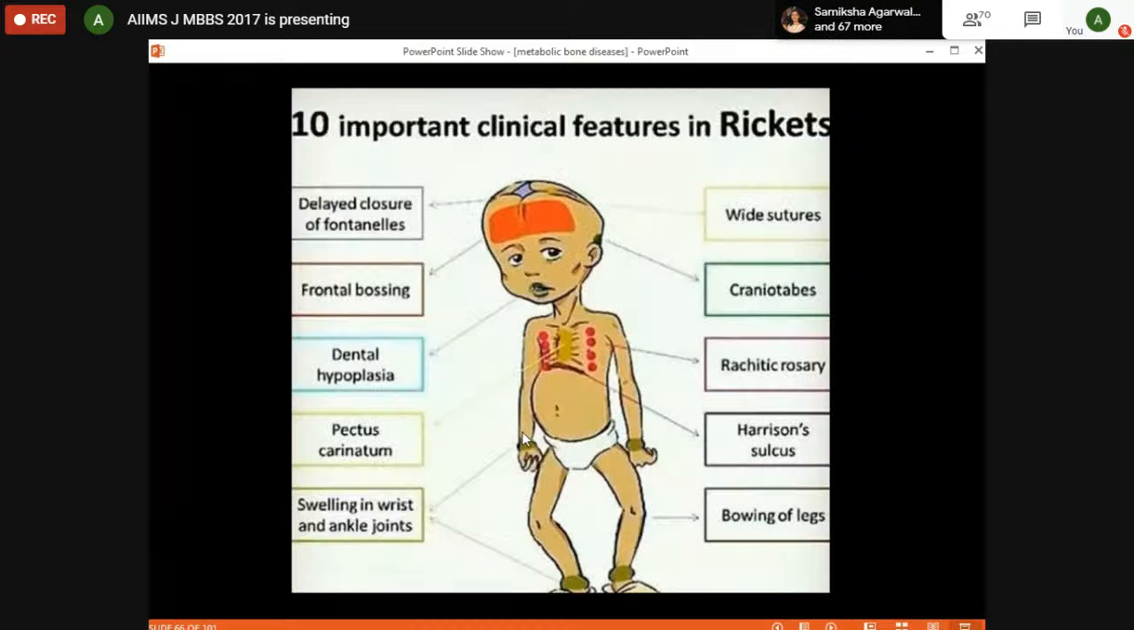These are the 10 important clinical features in pictures. The picture is showing 10 important clinical features in rickets: delayed closure of fontanelles, frontal bossing, dental hypoplasia, pectus carinatum, swelling in wrist and ankle joints, wide sutures, craniotabes, rachitic rosary, Harrison sulcus, and bowing of legs.